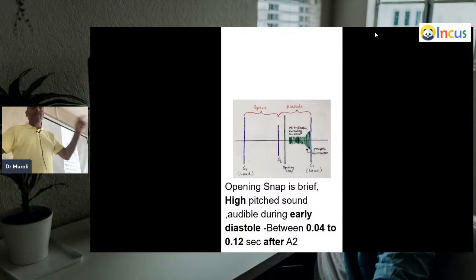More severe, what is the argument? We are having an argument here. What is the importance of the A2-OS gap and its relation to mitral stenosis severity?